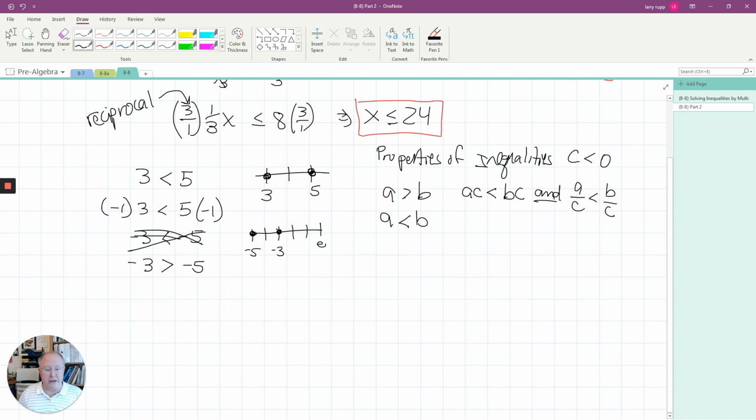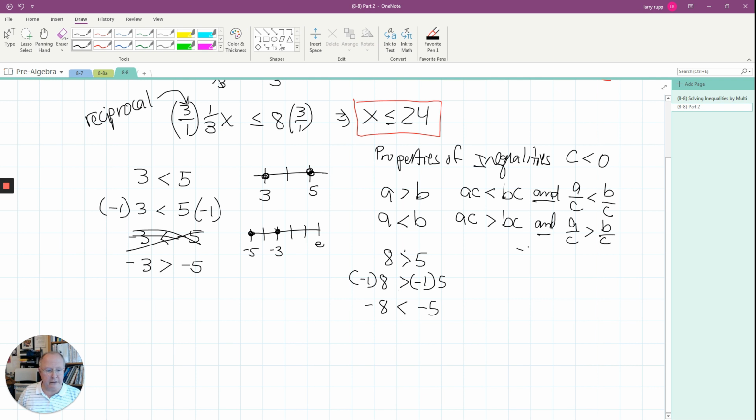Likewise, the other direction, if a is less than b, you multiply it by a negative number on both sides, then ac will turn out to be greater than bc, and a divided by c will also be greater than b divided by c. Let's do a number example. 8 is greater than 5. So let's multiply both of these by negative 1. So you have negative 1 times 8, and we're going to say greater than negative 1 times 5. So now we have negative 8 and we have negative 5, and our inequality sign now has to flip the other direction.